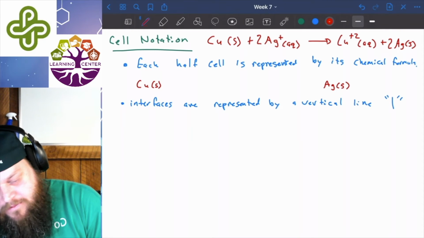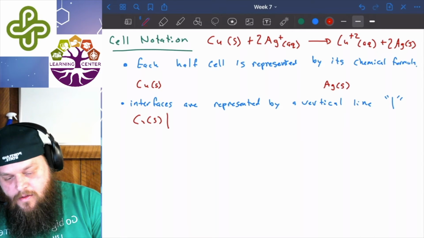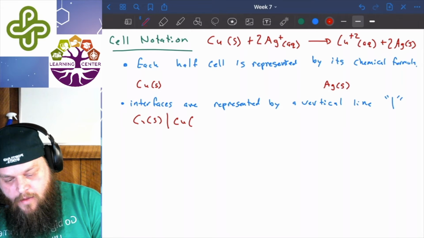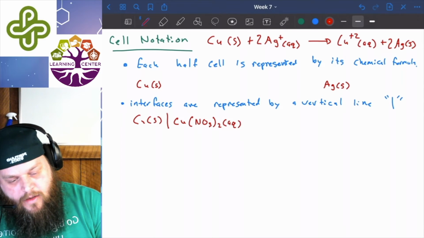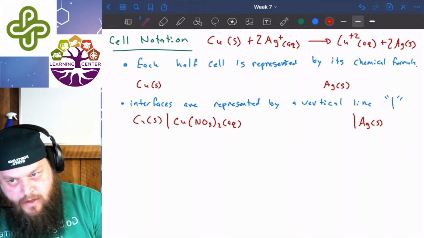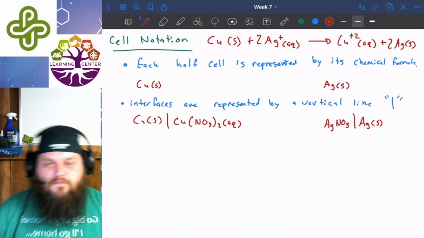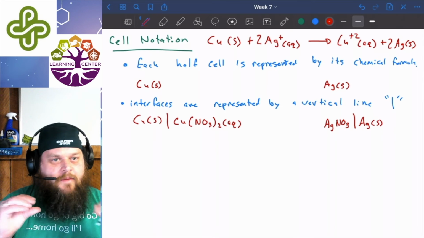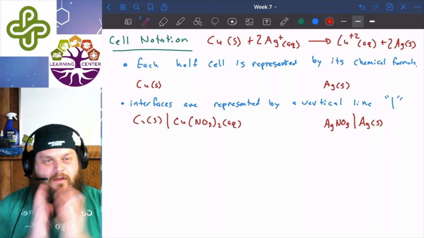So I can write that Cu solid interfaces with copper nitrate, Cu(NO3)2 aqueous. Going from the right side, I can say silver solid interfaces with silver nitrate. Oops. Big O. And we're still keeping them separated at the moment. We combine those together with kind of a double line in the middle.